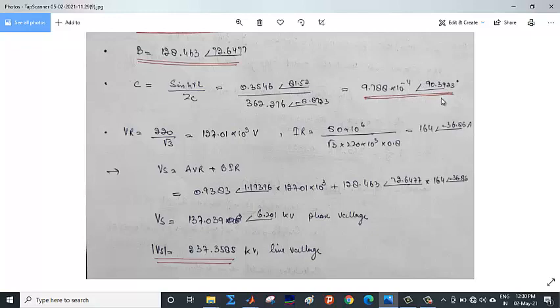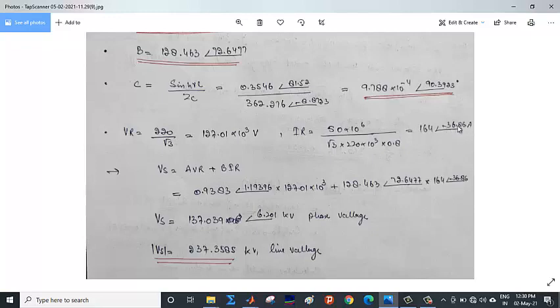So here VR, when we use the per phase analysis, VR is equal to 220 by root 3. 220 is given as line voltage. It comes out to be 127.01 into 10 to the power 3 volt. IR can also be calculated: 15 into 10 to the power 6 divided by root 3 into 220 into 10 to the power 3 into 0.8. It comes out to be 164 A, using the angle, because its power factor is 0.8 lagging. It means this is lagging to this voltage by 36.86 degrees.